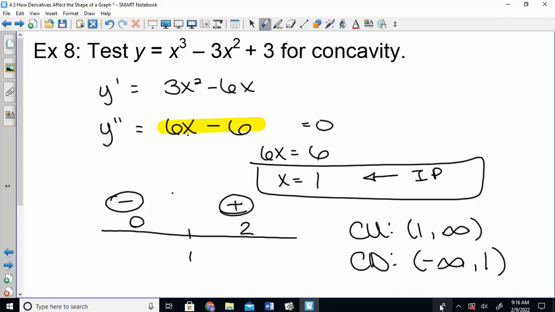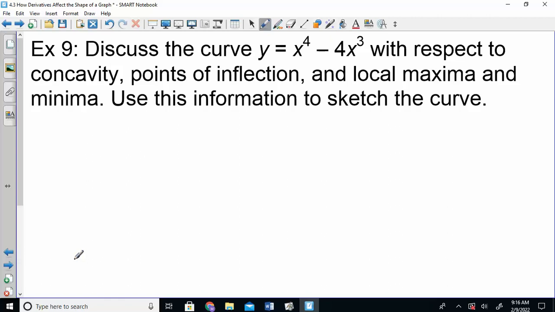So what we are leading up to is taking all of this information and drawing graphs. So I'm going to do one of those and then I'm done for today. So when I ask you to do these, there are going to be a lot of pieces to it. So I'm going to ask you to find everything. Critical points, maxes and mins, increasing, decreasing, inflection points, concavity, and then put it all together on a graph.